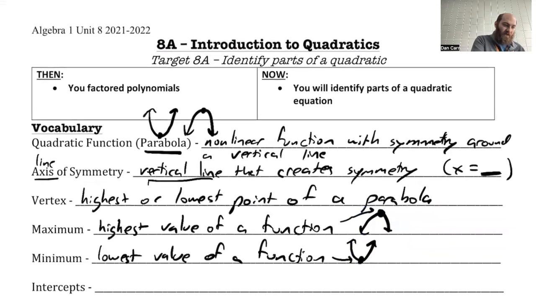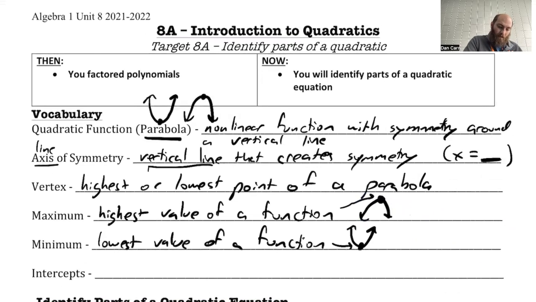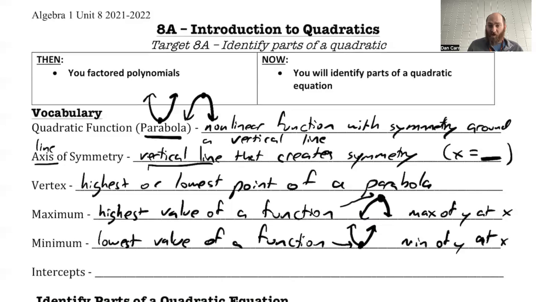We also say it a little bit differently because it's a max of y at the x point. It's a minimum of y at the minimum at x. Okay, I'll show that a little bit later on some of the other ones.